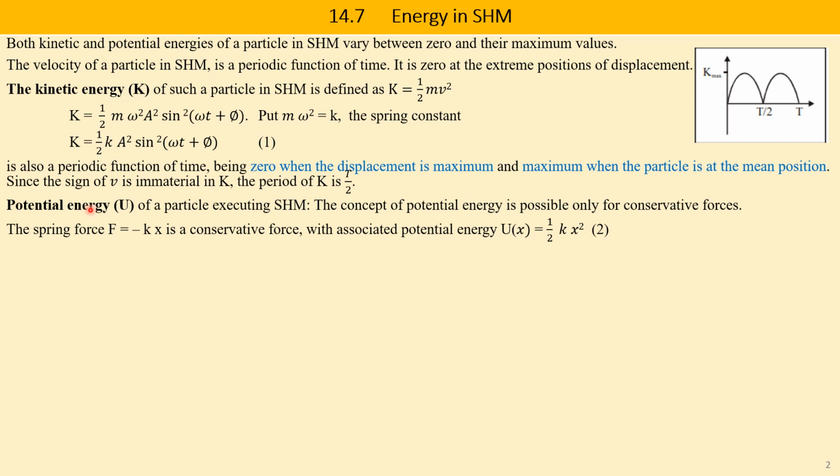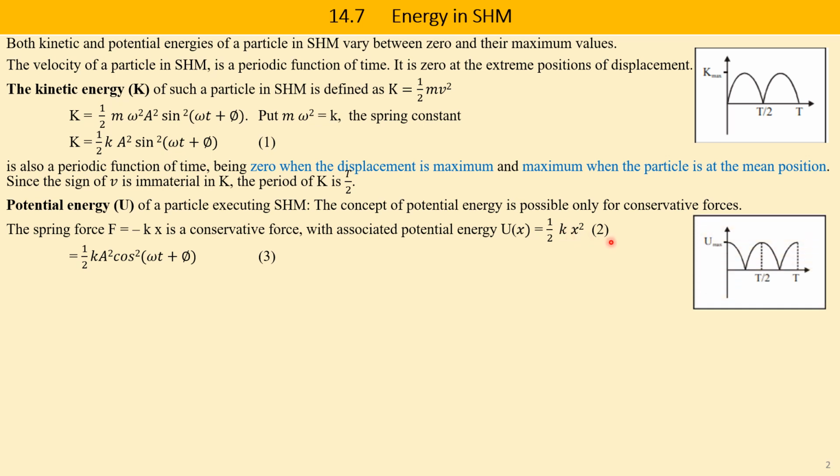Next we will take up potential energy U. The concept of potential energy is possible due to the law of conservation of force. We also know that the spring force F is a conservative force, and it is represented by the letter capital F is equal to minus small k into x, and its associated potential energy represented by capital U of x is equal to half small k x square. Let it be equation 2.